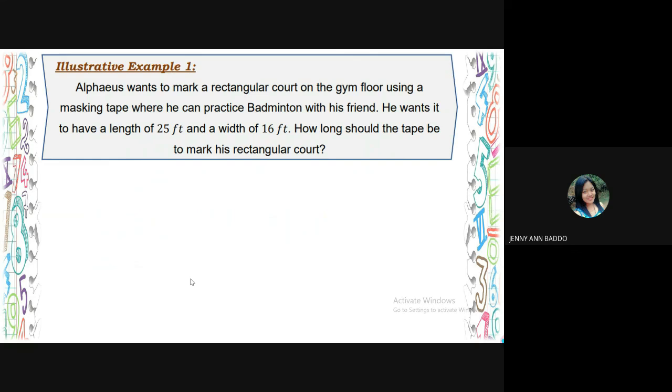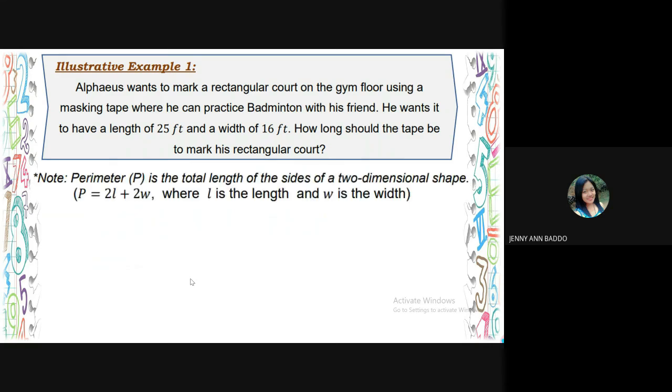So what is asked is the measurement of the tape to be used to mark the rectangular court. And take note, we are dealing with the perimeter of the rectangular court. And for the perimeter of a rectangle, it's P equals 2L plus 2W, where L is for length and W is for the width.